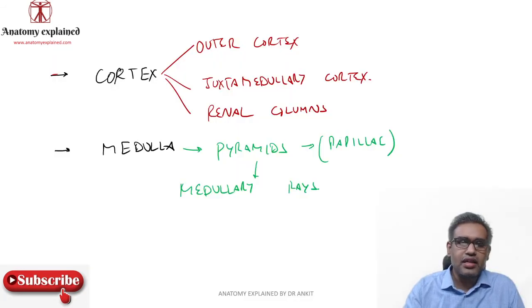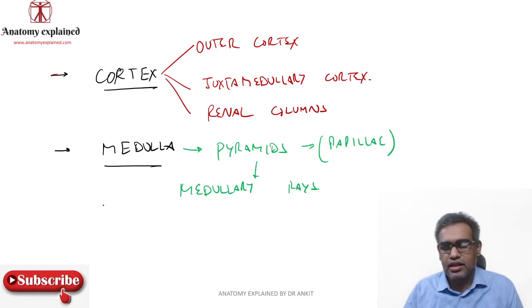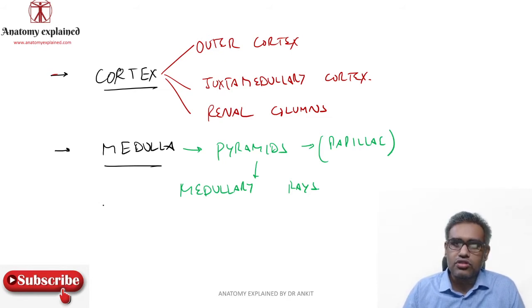So let's start the topic, internal structure of the kidney. Here we can see that the internal structure of the kidney is divided into a cortex and a medulla. The cortex is the outer part, just inside the capsule. The kidney as an organ is covered by a capsule. In the previous video we covered the gross anatomy of the kidney, so that link will also be there.